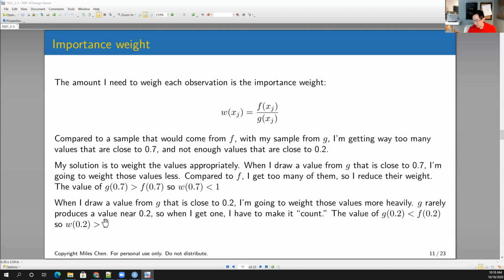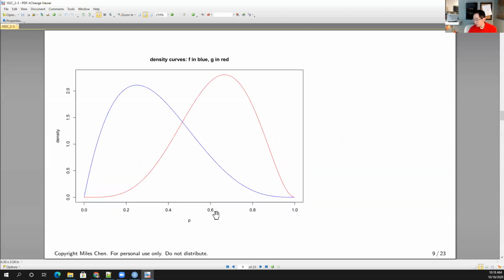I'll get to that. On the other hand, when I'm drawing values from G and it produces a value close to 0.2, I have to weigh those a lot more heavily. If I look at my plot here, how often does G produce a value like 0.2? Not very often, but sometimes it produces a value like 0.2.